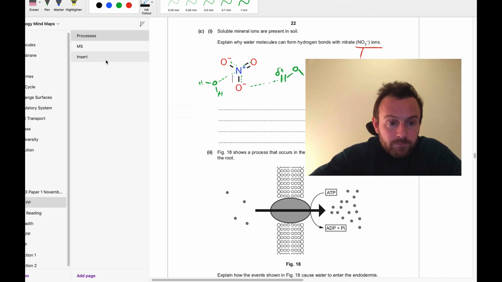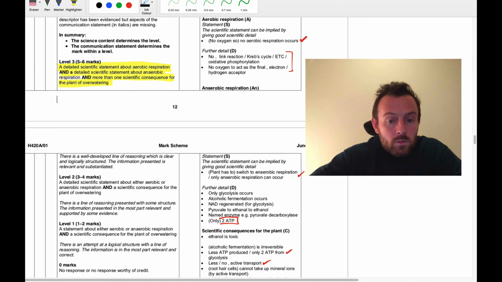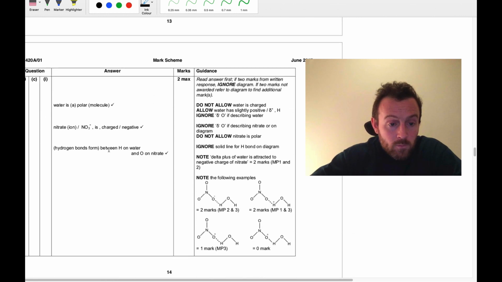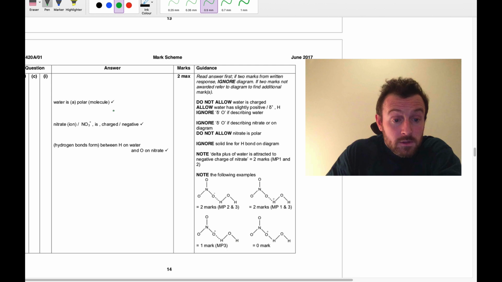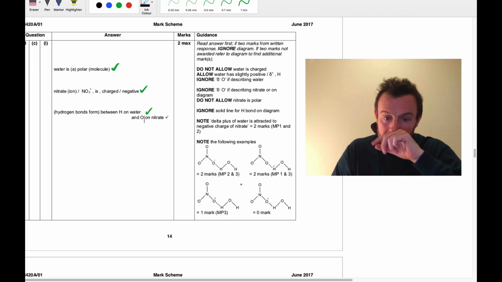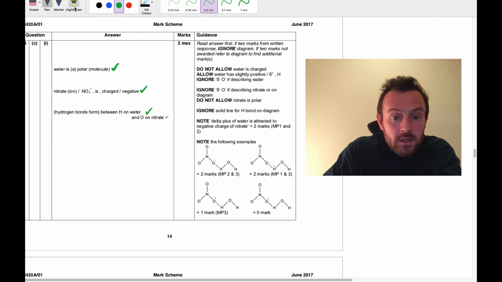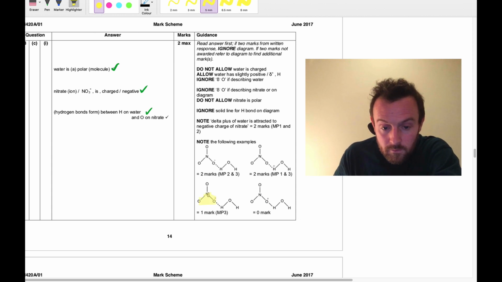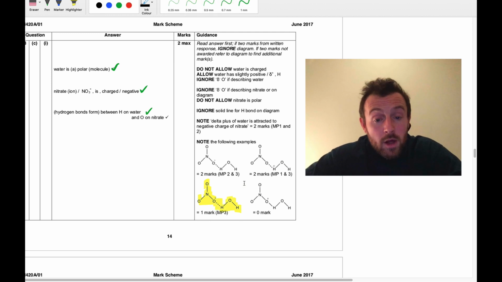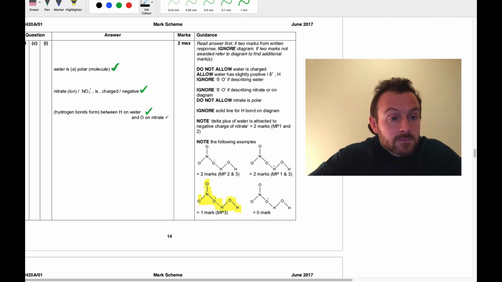And on the mark scheme, we say water is a polar molecule, and nitrate is charged or negative, and hydrogen bonds form between the H on water and the O on nitrate. Note the following examples. So you could actually give that structure. Drawing the diagram like I have done would help.